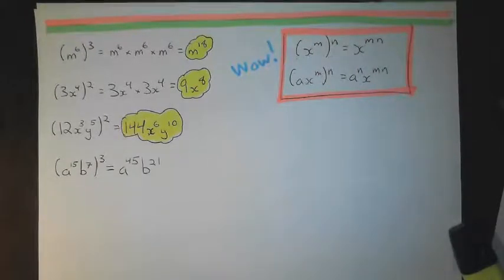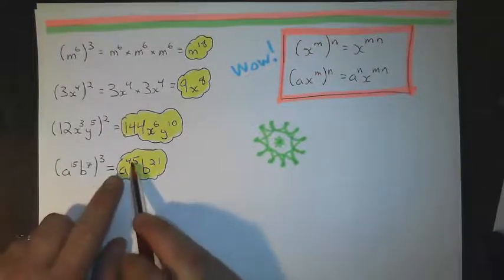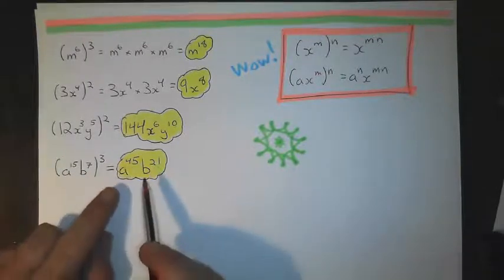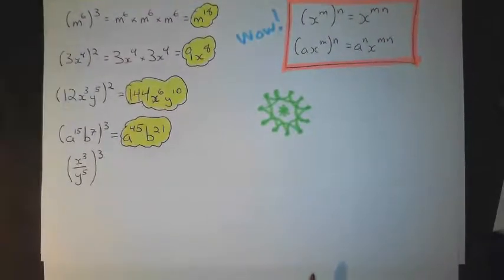Okay, is this what you got? 15 times 3 is 45, 7 times 3 is 21. Simplified expression, done. Keep going. Oh no, a fraction. Okay, don't panic. But if you do panic, write it out in full.